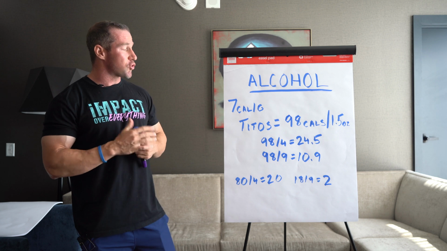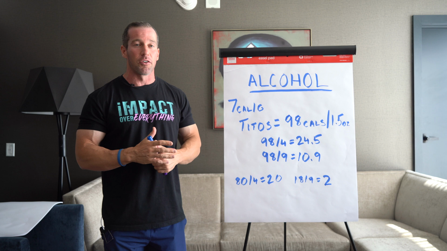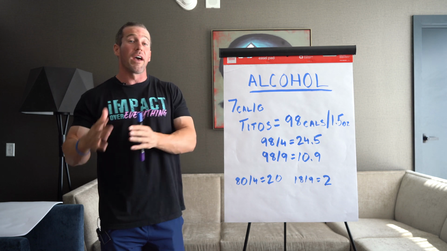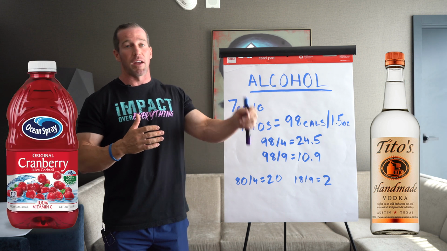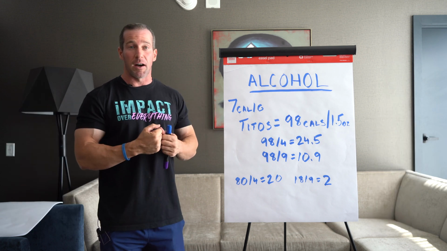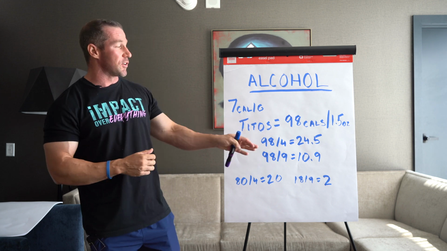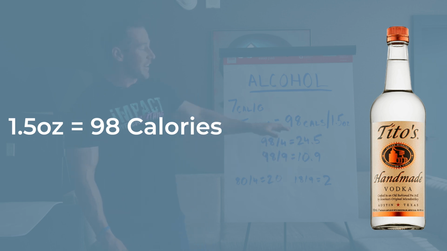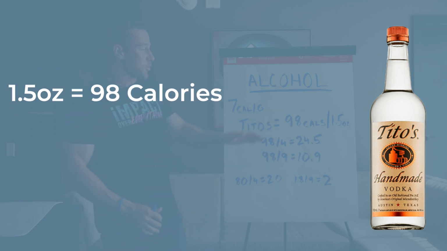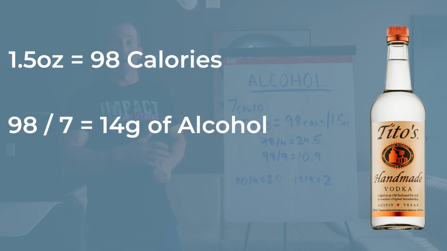For us to be able to track this, what we're gonna do first is figure out the total number of calories of the alcoholic beverage away from the carbs and fats. So if you're having, let's call it, a Tito's and cranberry, we're gonna subtract the carbohydrate and the calories from the cranberry juice, and we're gonna be left with the Tito's. Now, I did some research. We found out that 1.5 ounces of Tito's has 98 calories. So we can conclude 98 divided by 7 would give us about 14 grams of alcohol.